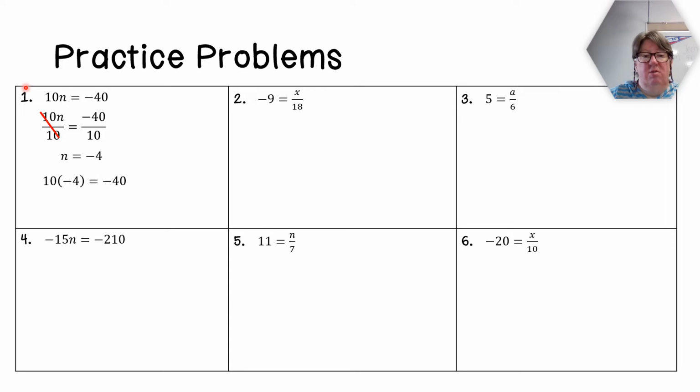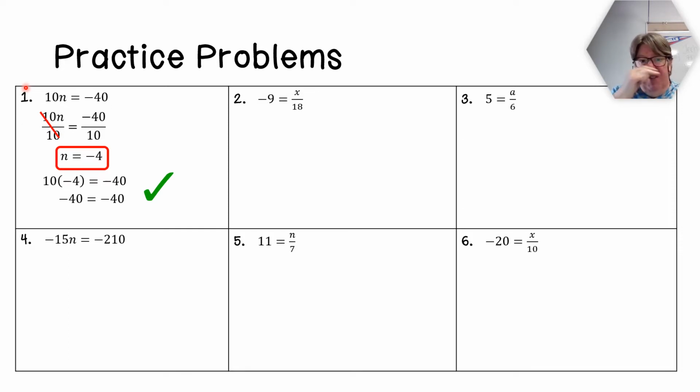So what we're going to do is plug that back into the original equation instead of the letter n. And we get negative 40 equals negative 40, which is true. So we know that n equals negative 4 is the solution.